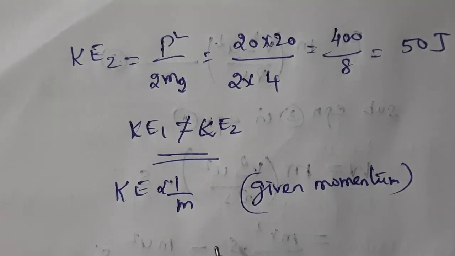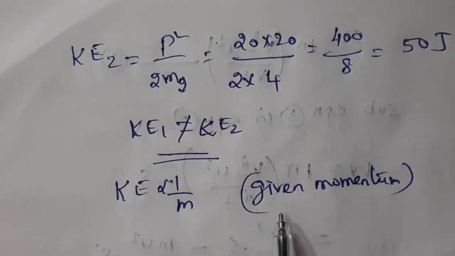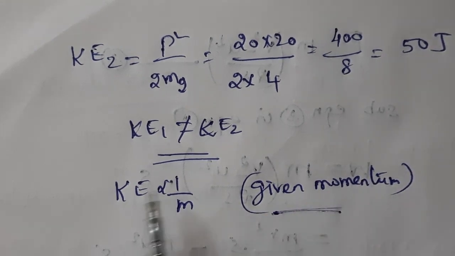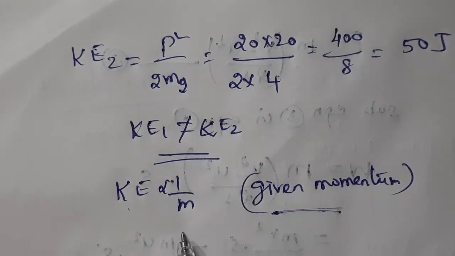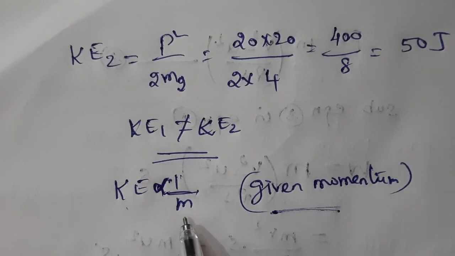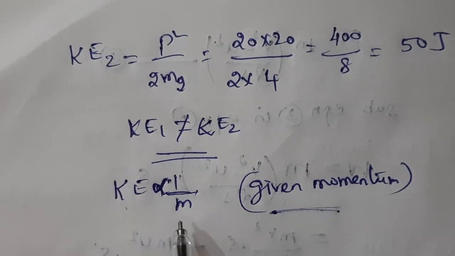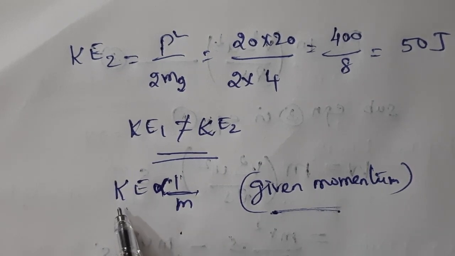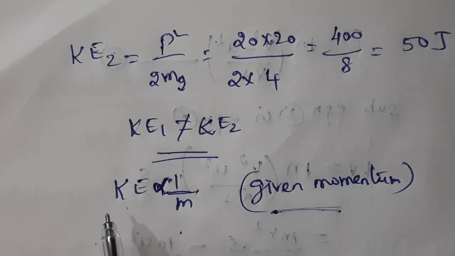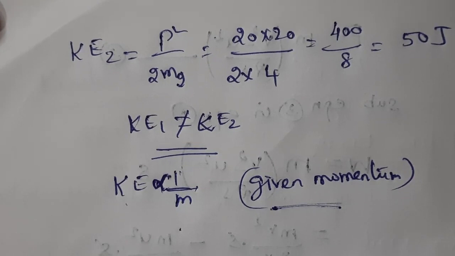We know the general formula for kinetic energy is half m v square. Accordingly, we can say kinetic energy and mass are directly proportional. But for a given momentum, kinetic energy is p square by 2m, so kinetic energy is inversely proportional to mass. So heavier mass has lesser kinetic energy, and lesser mass has higher kinetic energy. This is the first question's answer: the kinetic energies are not the same even though the momentum is the same.